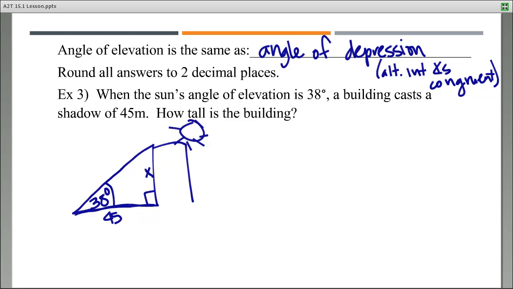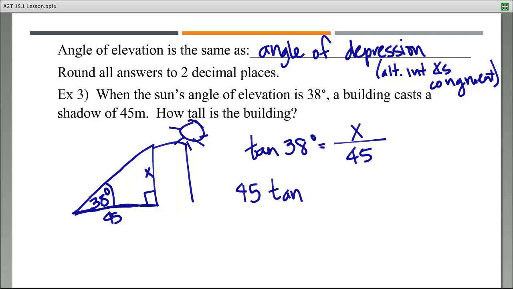So Katoa, what do I know? X is the opposite side and 45 is the adjacent side. So opposite, adjacent, you're going to use tangent. Tangent of 38 degrees is equal to the opposite side over the adjacent side. And you multiply both sides by 45 to solve for X. And 45 times the tangent of 38 degrees, rounded to 2 decimal places, I got that X was approximately equal to 35.16. And my units are meters.